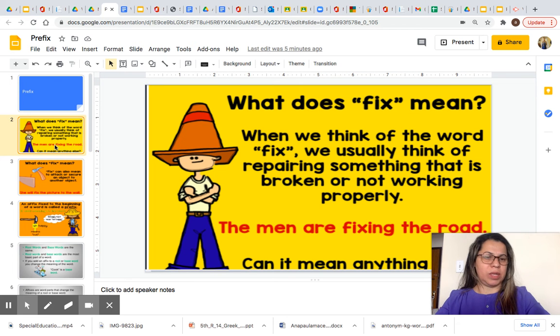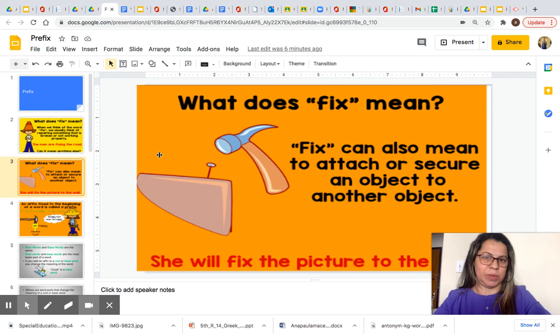First, what does the word fix mean? When we think of the word fix, we usually think of repairing something that's broken or not working properly. For example, the men are fixing the road. Can it mean anything else? Let's find out. Fix can also mean to attach or secure an object to another object. Look, as in this image. She will fix the picture to the wall.